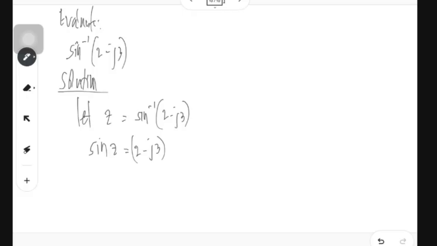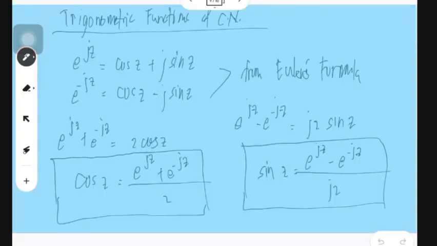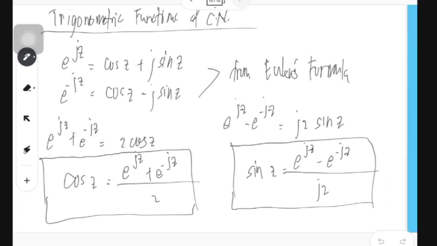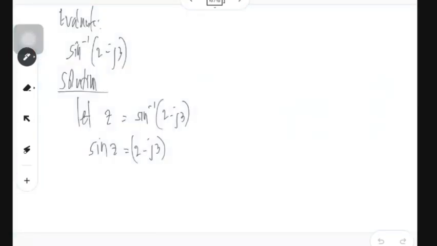What is sine of z? Balik tayo sa formula natin. Ayun, no? It is a to the jz minus a to the negative jz divided by j2. So, ibig sabihin, ito, pwede nating palitan ng e. From Euler's formula, this is e to the jz minus e to the negative jz divided by j2.